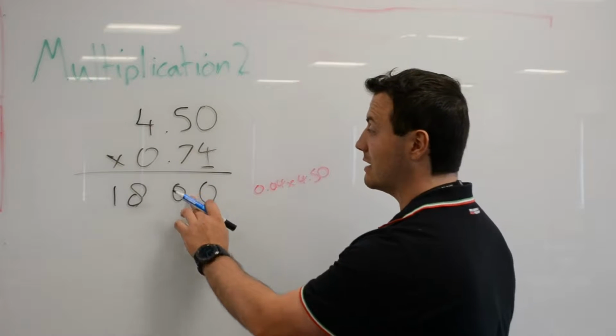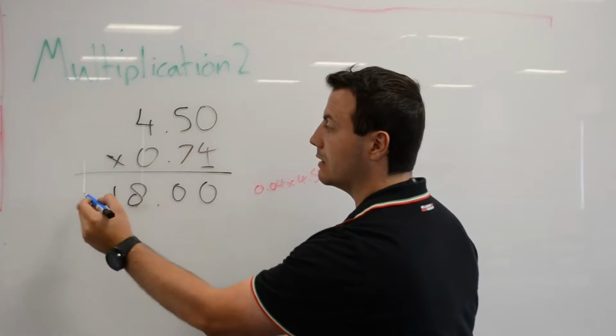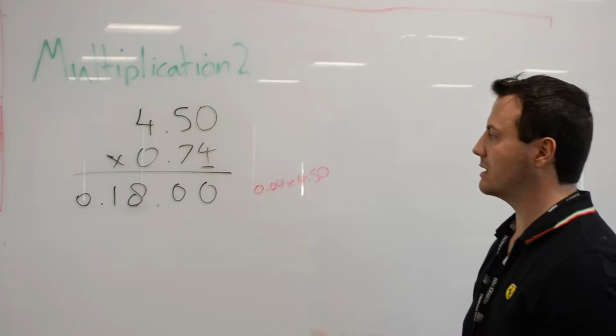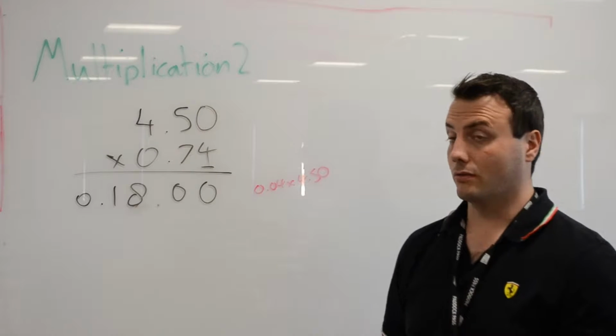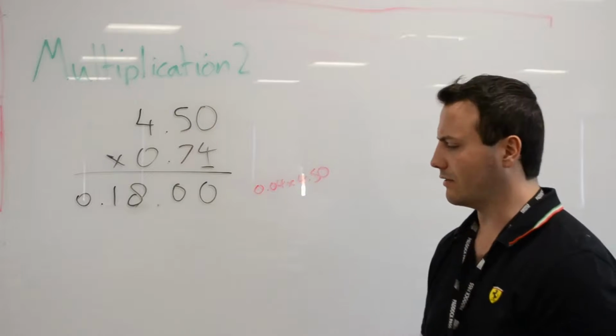Is it going to be 180? 18? Could it be 0.18? Without experience and without doing a lot of maths, this isn't going to be obvious what to do here. So we have to figure out how we can manipulate that question into something we can actually solve.